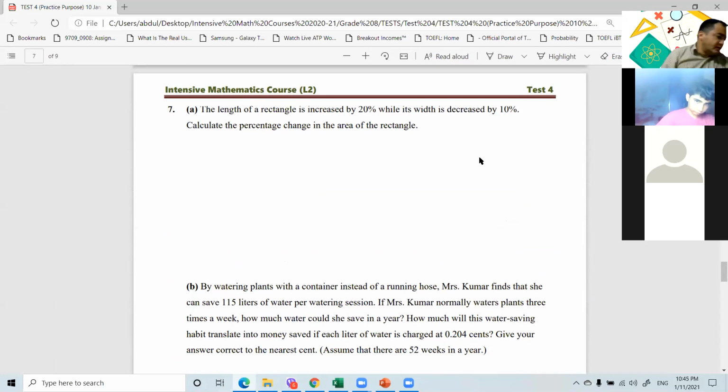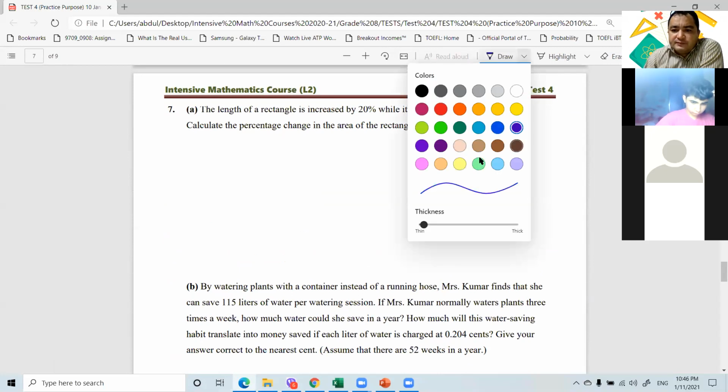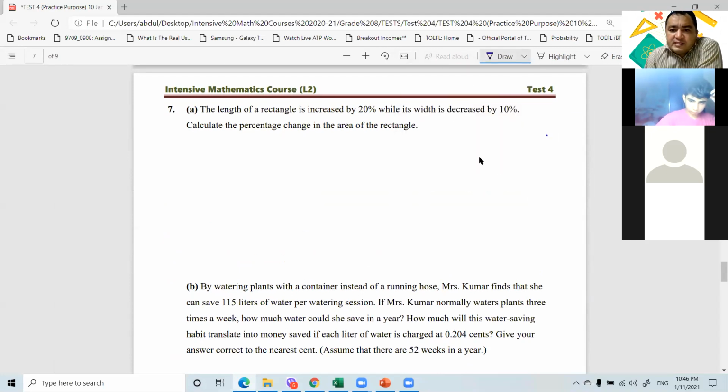The length of a rectangle is increased by 20%, while its width is decreased by 10%. Calculate the percentage change in the area of the rectangle. Let's say that is our original rectangle. The width is W and the length is L, and the area is A. The area equals W times L.